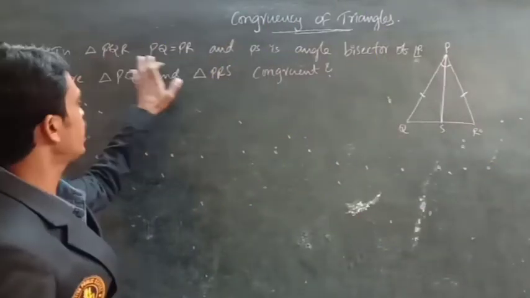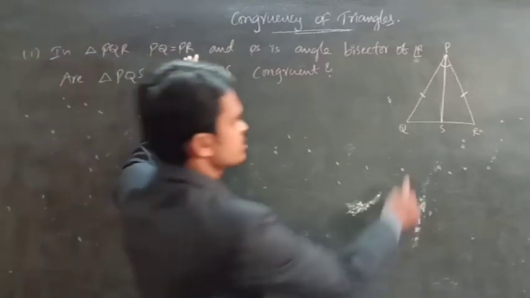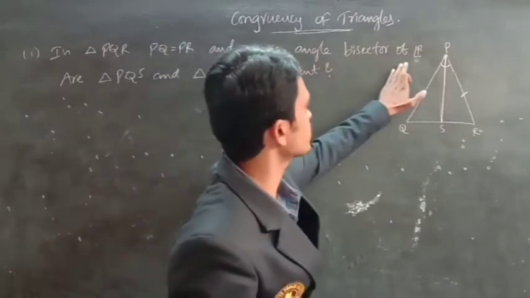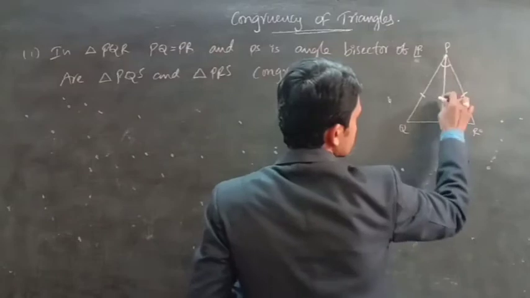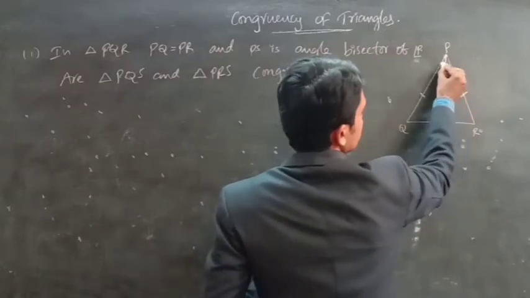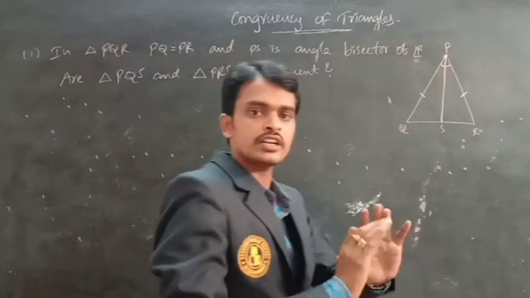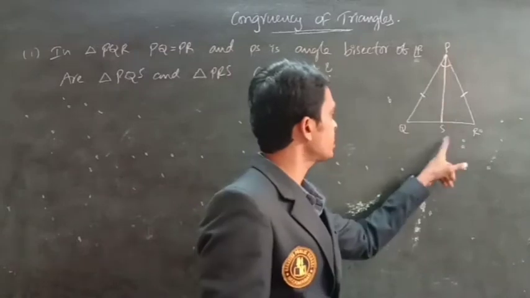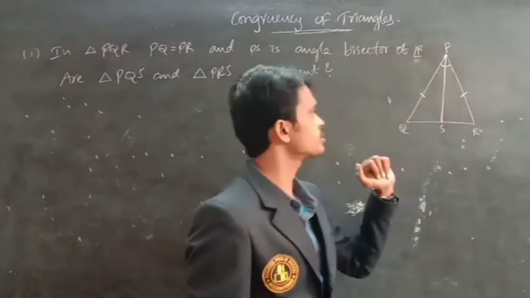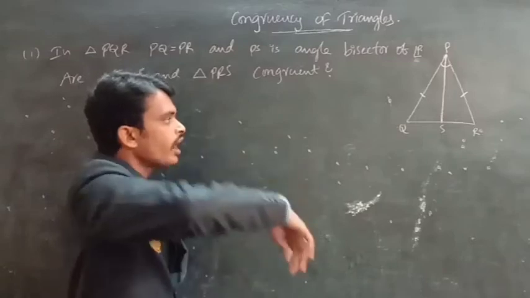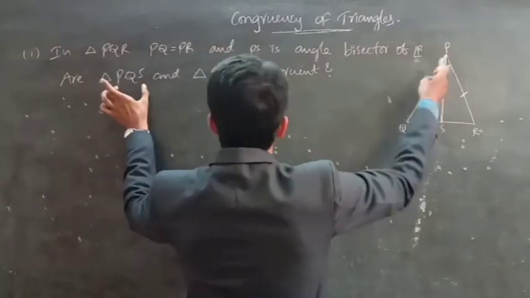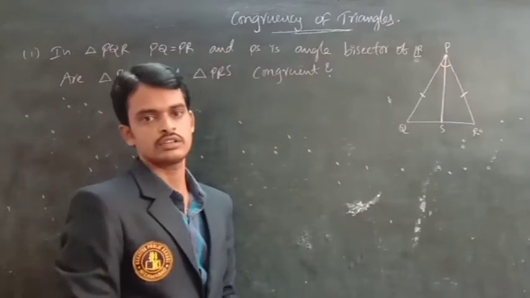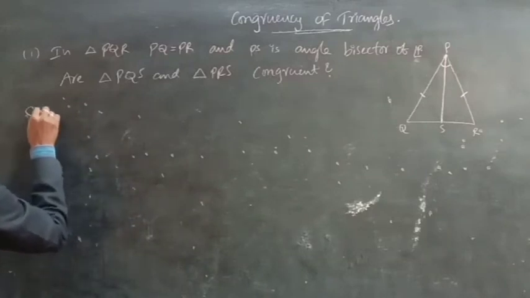In triangle PQR, PQ is equal to PR. The given is PQ is equal to PR, and PS is an angle bisector of angle P. So this PS is a bisector of angle P, bisecting, dividing it into two equal angles, that is angle QPS and angle RPS. And what they are asking is: are triangles PQS and PRS congruent or not? So, solution.